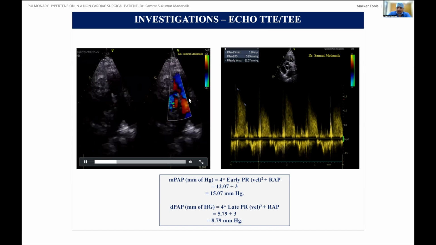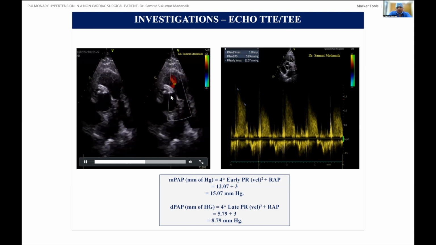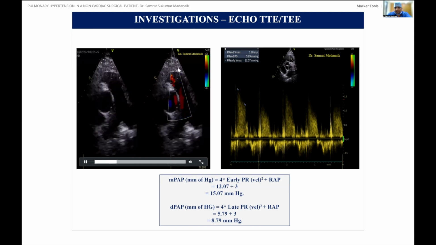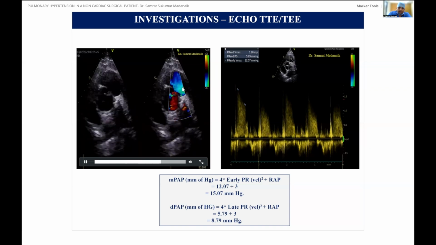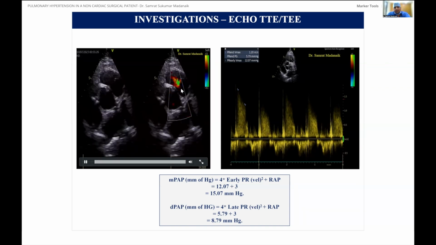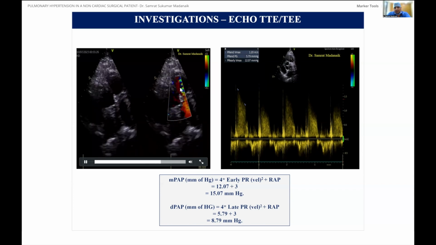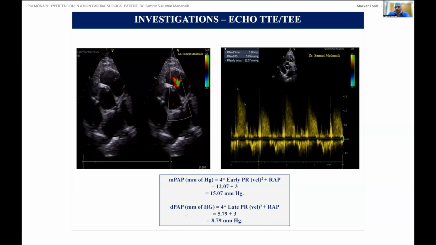Another way of knowing the pulmonary artery pressures is you can just go to the short axis view, that is the parasternal short axis view near the aortic valve, and then you can focus your view on the pulmonary artery and switch on your color Doppler. And if you are fortunate enough to get a pulmonary regurgitation jet, then based on this pulmonary regurgitation jet, you can diagnose mean pulmonary artery pressures and diastolic pulmonary artery pressures.